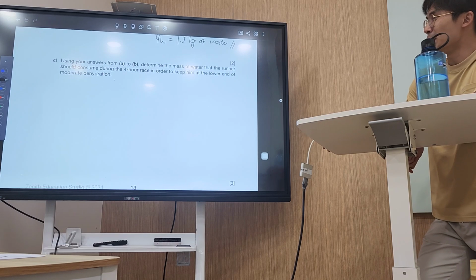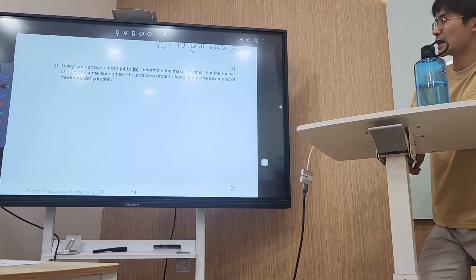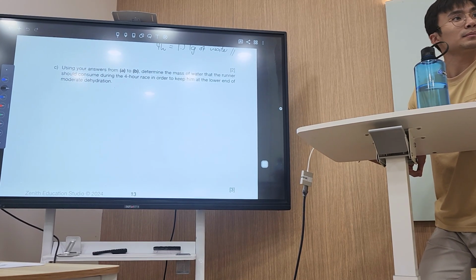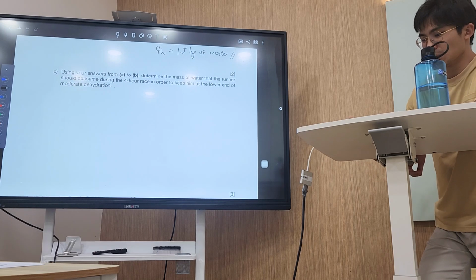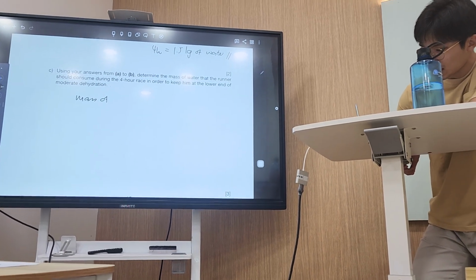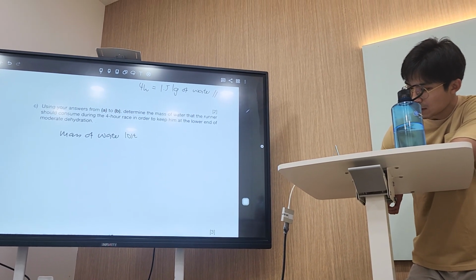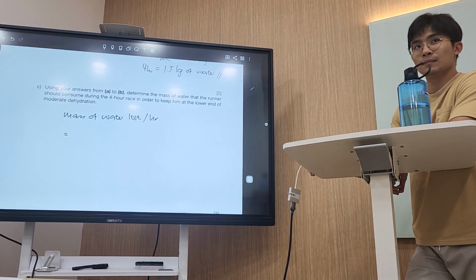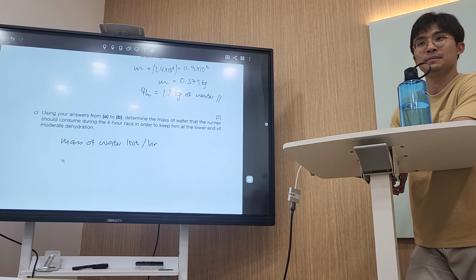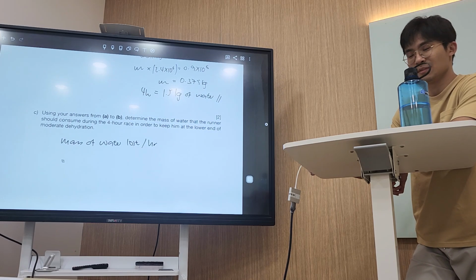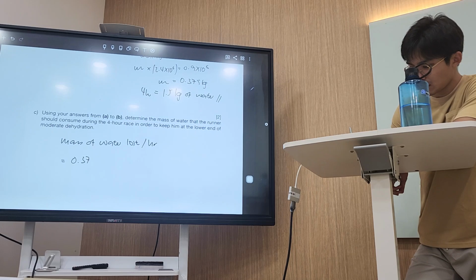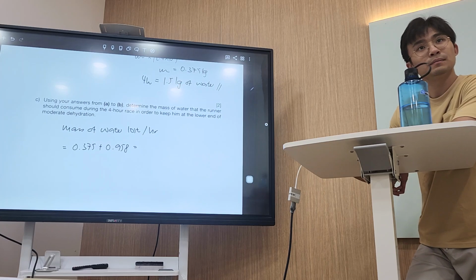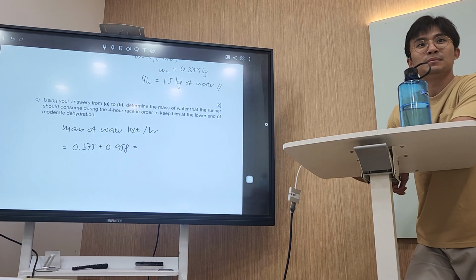Okay, so anyway, determine the mass of water that I should consume during the 4-hour race so I am kept at the lower end of moderate dehydration. Okay, so mass of water lost, per hour. Can somebody give me this value? 0.375 is not the full answer. 0.375 plus 0.958. What's the answer?